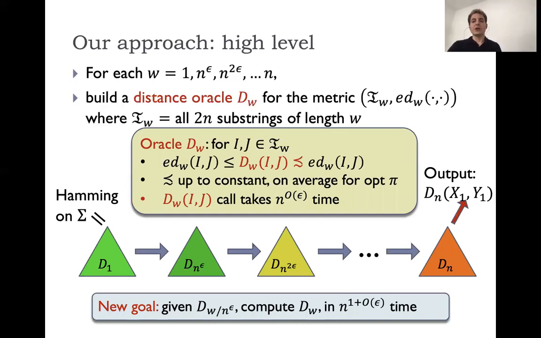So now the new goal is, say that we have access to a data structure over words of size W over n to the epsilon, build a new data structure over words of size W in near linear time. Okay, so that's the new goal.